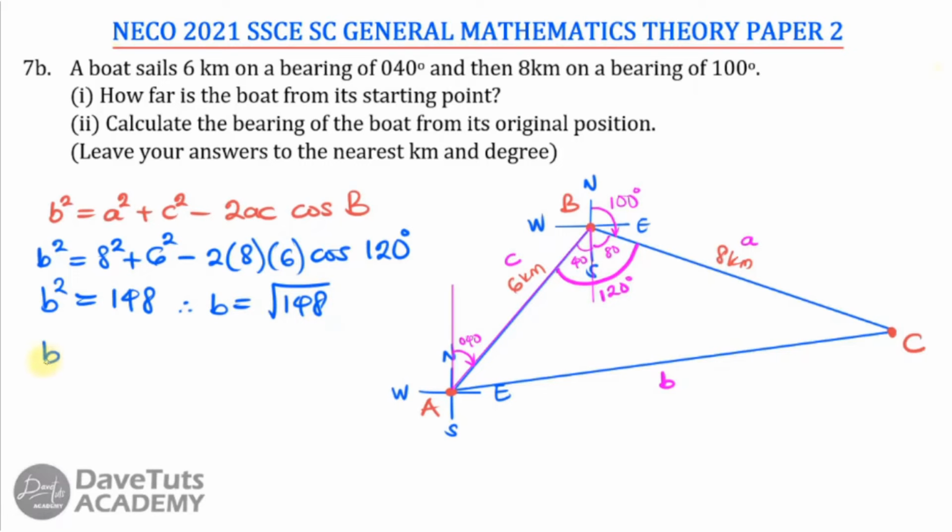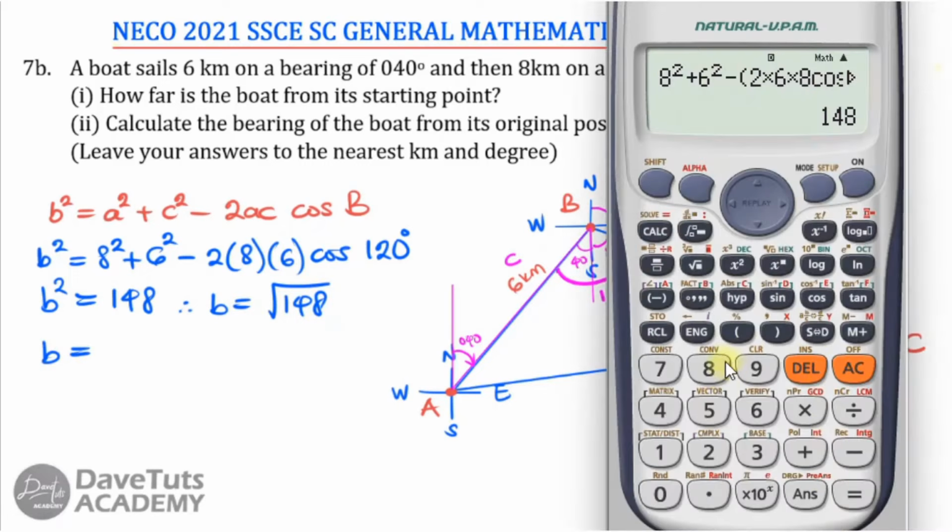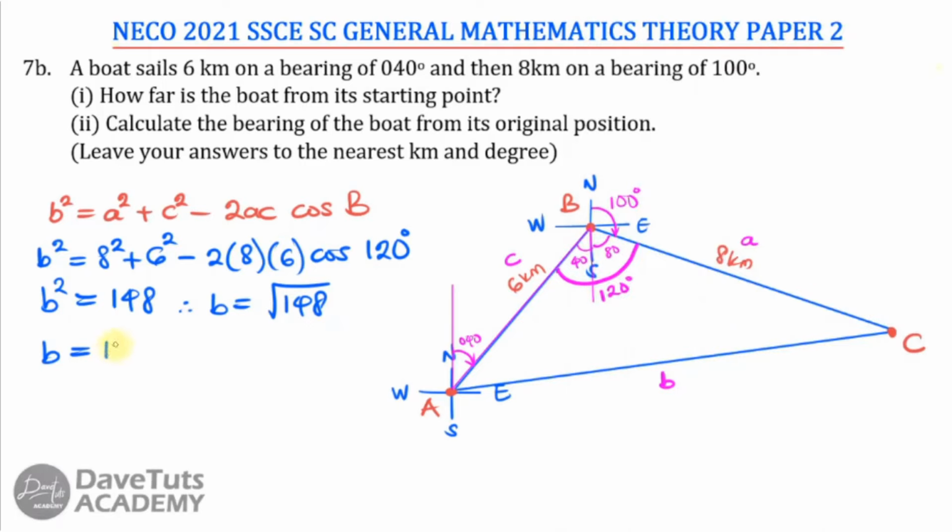And we can say that B will be, if we are to look for that square, the square root of the answer that we just got, that is 2 root 37 or 12.1655, 12.17. So we can say B is 12.17 kilometers. But look at the question.